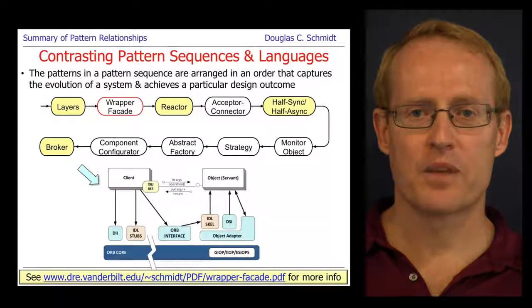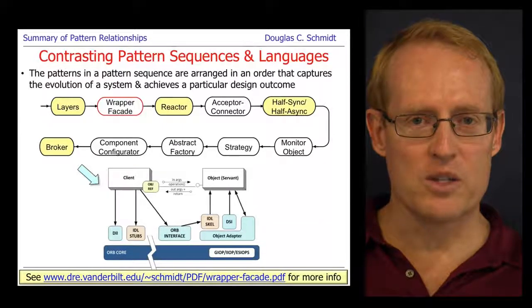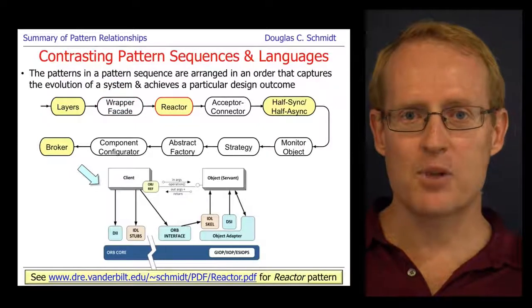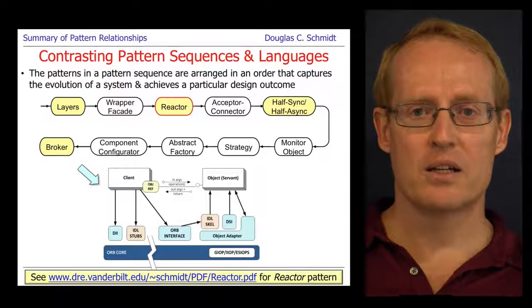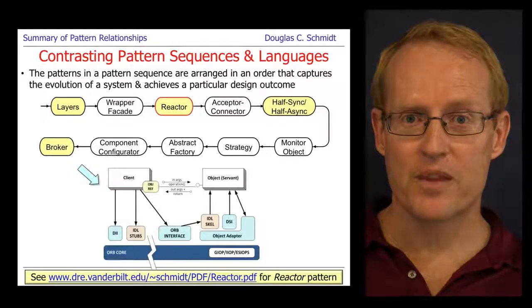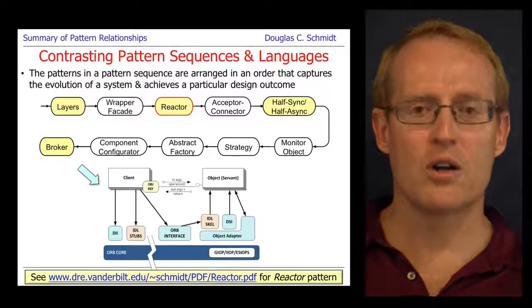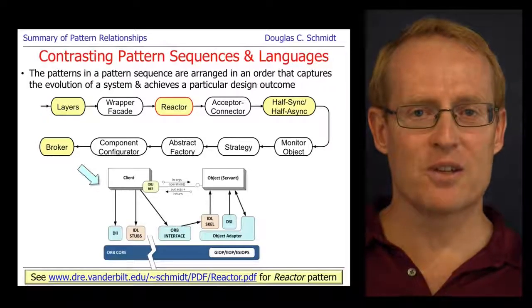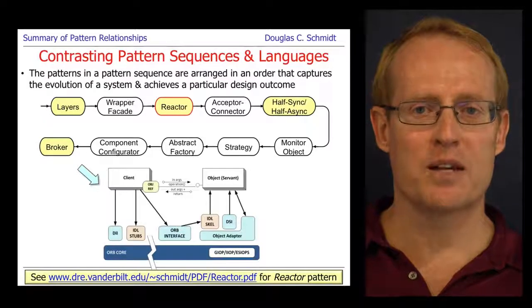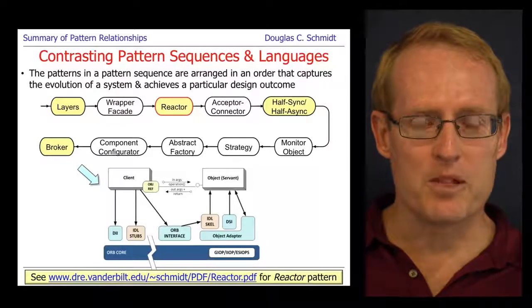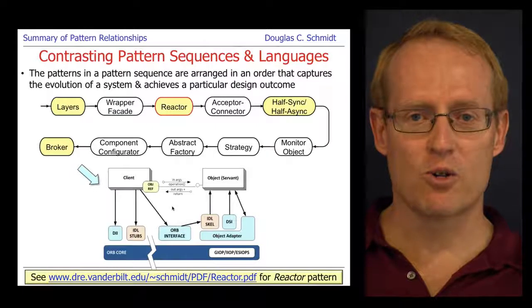The next pattern we'll use in our sequence is called the reactor. The reactor is a pattern that decouples the event detection, demultiplexing, and dispatching, which is all part of the inner core of the broker, from the parts that handle the dispatching to the application objects, and of course the application behavior itself. This pattern appears in the POSA 2 book, and you can also read an earlier draft online at this URL.